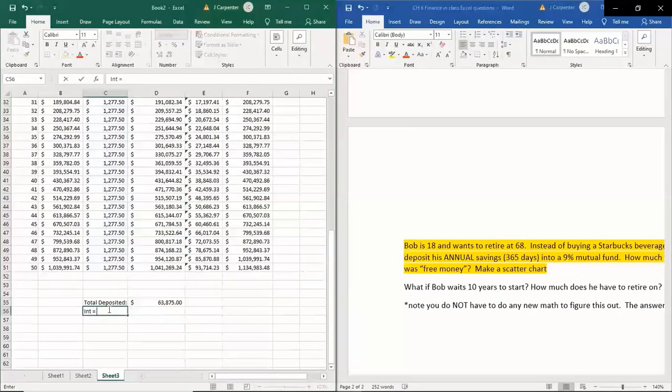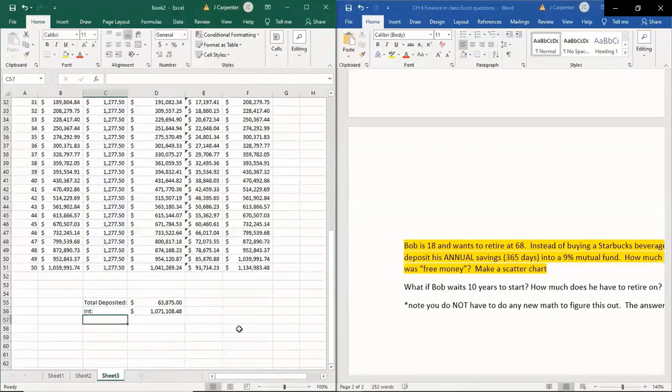Interest is, that's going to be the difference of how much we ended with, so equals how much we ended with minus the total we deposited, which was this 64,000, and we got $1 million for free.